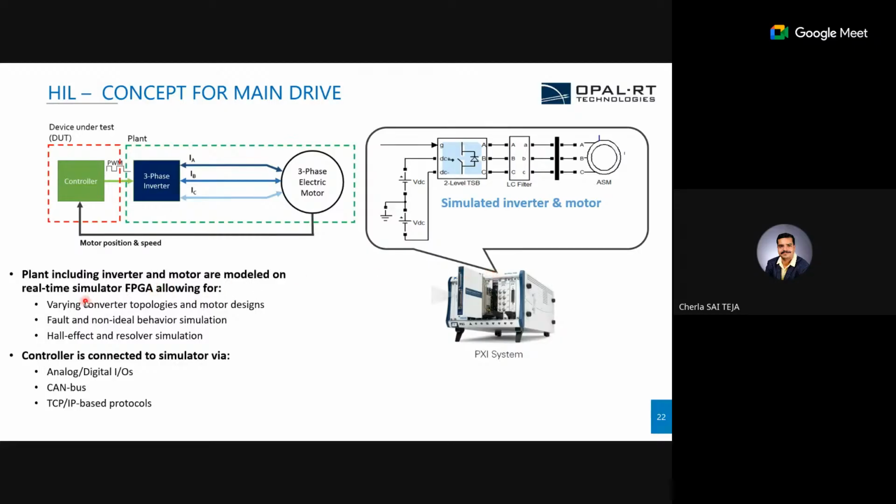So here we can see the whole powertrain, how we are going to simulate. As I told, the controller might require the current or the voltage feedback along with the motor position and speed. So our simulator can provide all this data via analog and digital I/O. So the plant here, including the inverter and motor, are modeled on an FPGA processor.